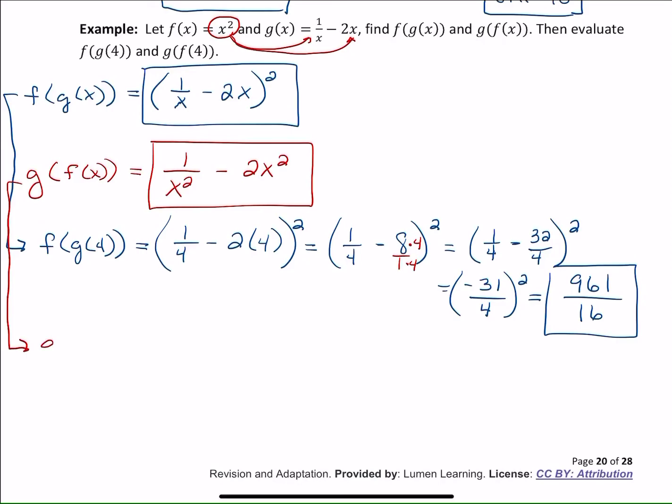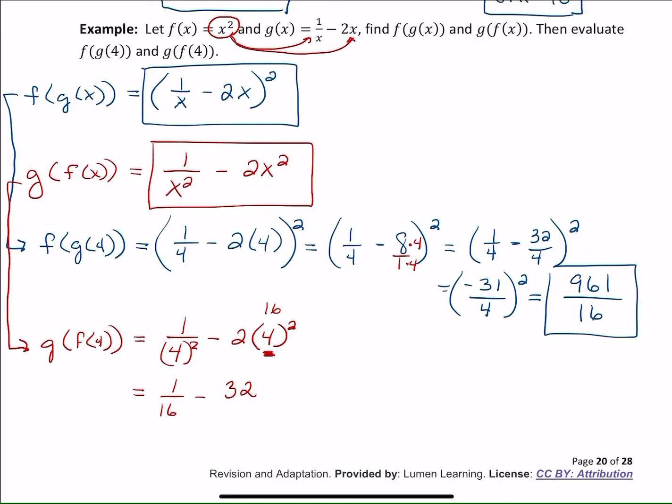So now let's look at g of f of 4. We're going to plug that in. So we'll have 1 over 4 squared minus 2 times 4 squared. Again, be careful with your order of operations. This will be 1 over 16. But on this next one, you need to square the 4 first, because the exponent comes before multiplication. So you'll have 2 times 16, which will be 32.